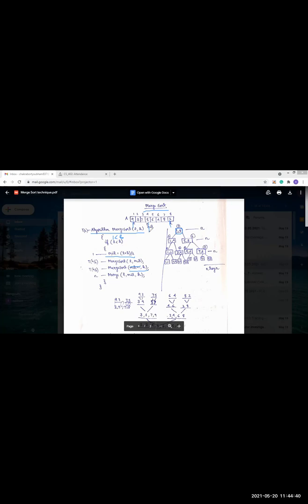Now what will we do? We will divide our list into two parts. What will the two parts be? One part will be from low to mid, and the other part of the list will be from mid plus 1 to high.